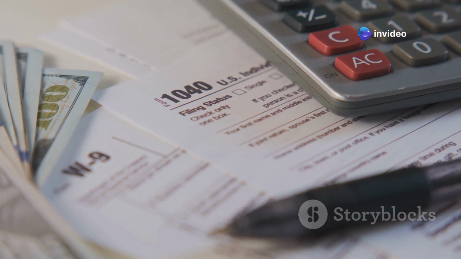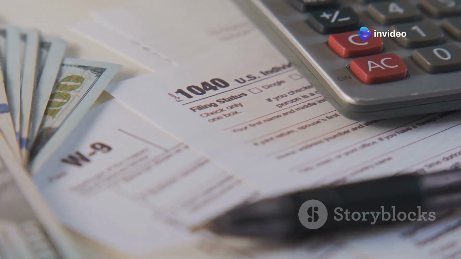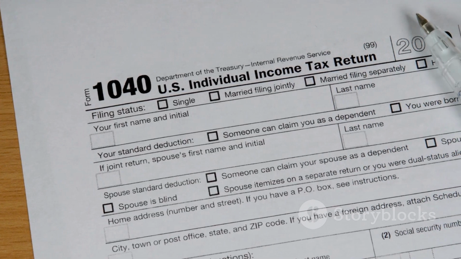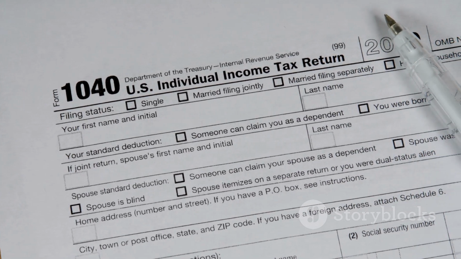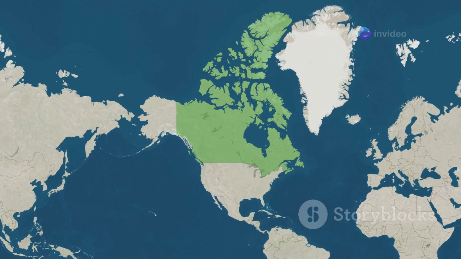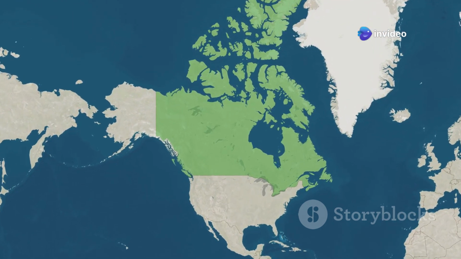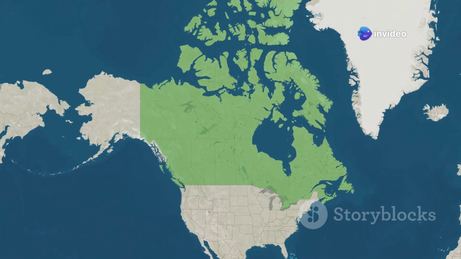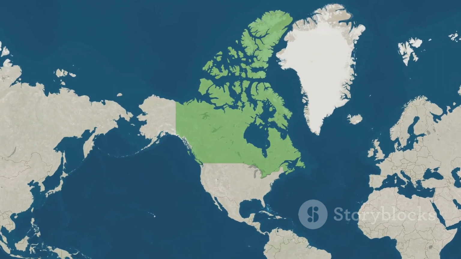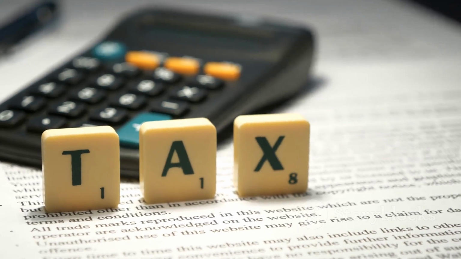Once you've calculated your federal tax, you'll see a line on your return called net federal tax. This is your total federal tax after applying your non-refundable tax credits. But we're not done yet. You also need to calculate your provincial or territorial tax, which varies depending on where you live. To wrap up, after calculating your provincial tax, you'll combine this with your net federal tax to get your total tax owed. And there you have it.